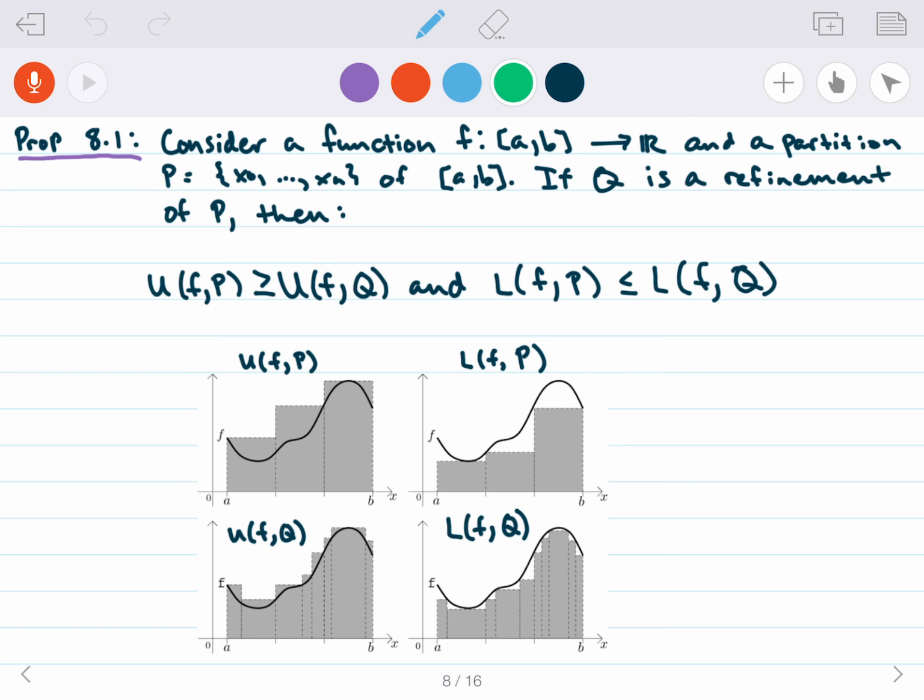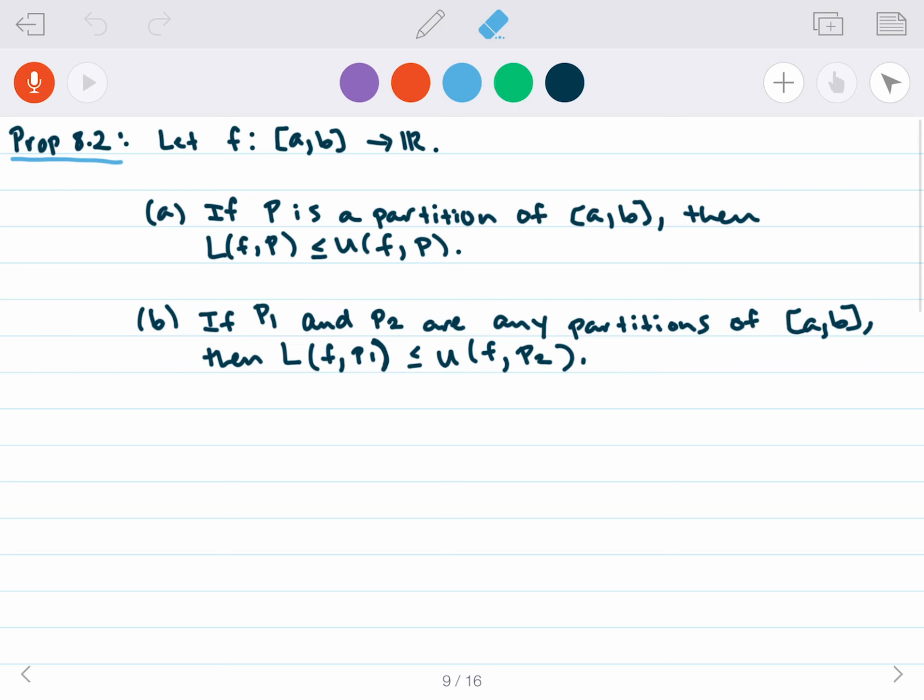So if you have a function and a partition, if Q is a refinement, then the following happens. The upper sum of the original partition is going to be greater than or equal to the upper sum of the refined partition. Okay, and the lower sum of the partition is going to be less than or equal to the lower sum of the refinement. So in other words, we're getting closer to the actual value with the refined partitions. Okay, so that's that.